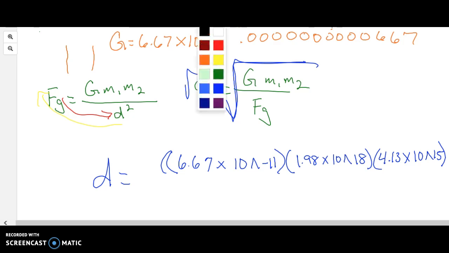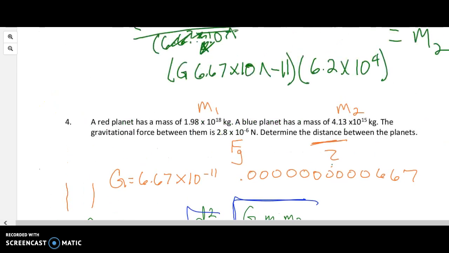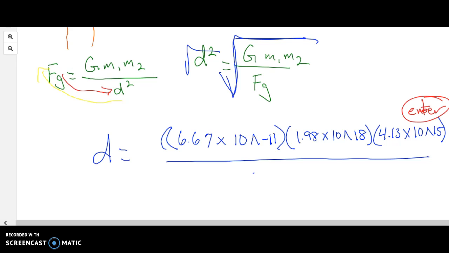Once I'm done with that, the next thing I would do is hit enter once I do all that, so that I have the entire thing. So I would hit enter up here. And then now I can start dividing by the bottom part. I would hit divide after that, and then I would put the force of gravity. What is the force of gravity? It was a small number. I remember that. It said 2.8 times 10 to the negative 6. So 2.8 times 10, raise that up to the negative 6 power, and I would close it.